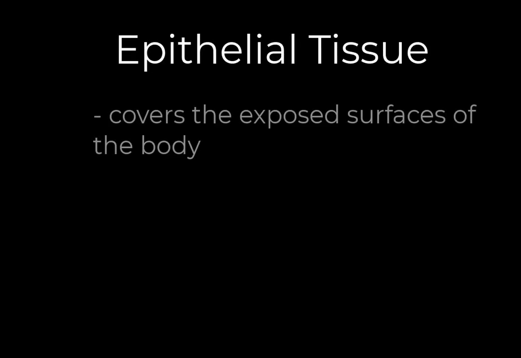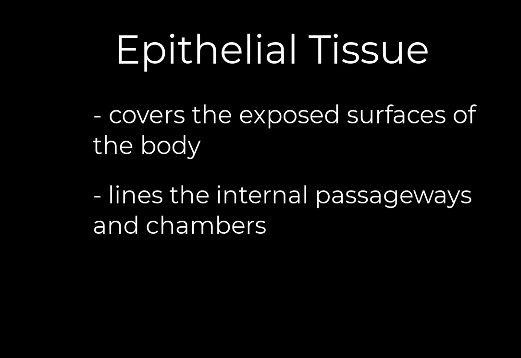Let's begin with epithelial tissue. In general, you find epithelial tissue covering the exposed surfaces of the body and lining the internal passageways and chambers found in the body. They're also involved in producing glandular secretions.